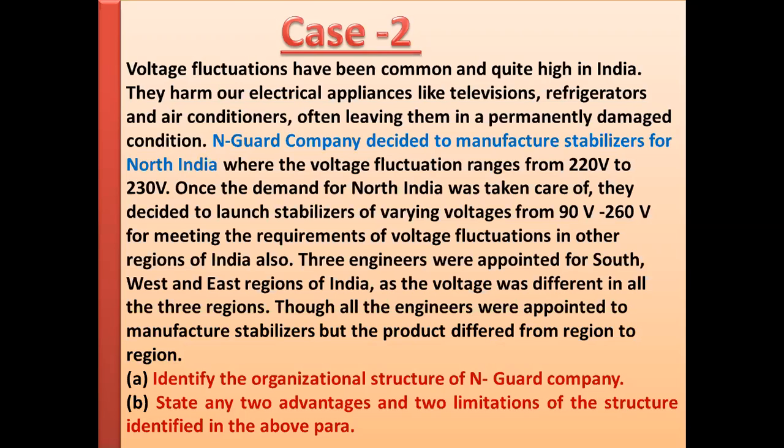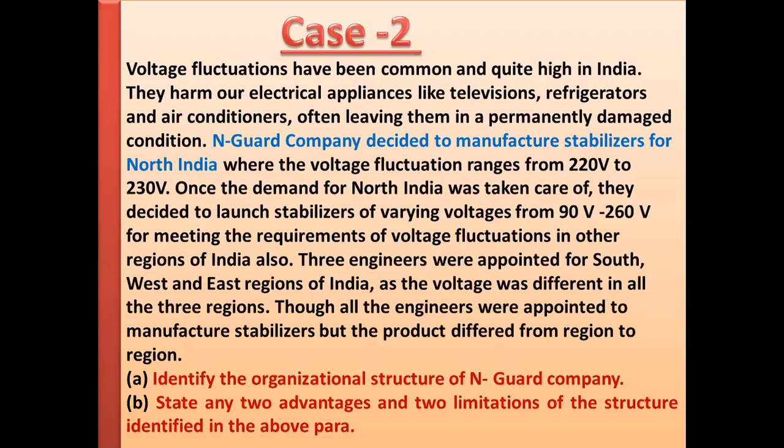So, the product they are going to produce is stabilizer. So it is only one product. When we are talking about a single product, it may come in different varieties. We are going to produce different varieties of stabilizer, but the nature of the product is only one. So when we are talking about a single line of product, it's mostly related to the functional structure.